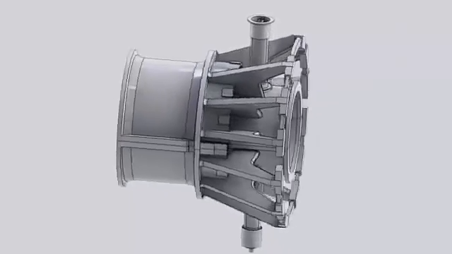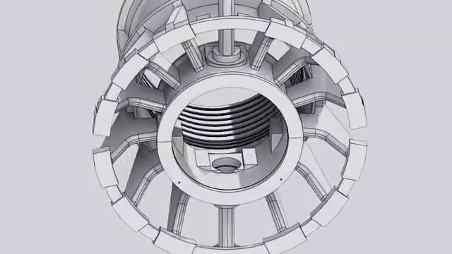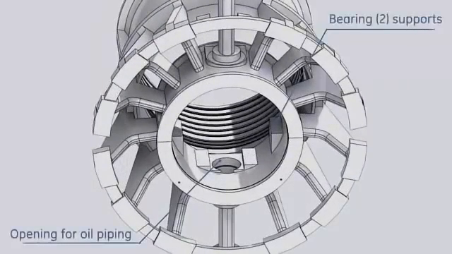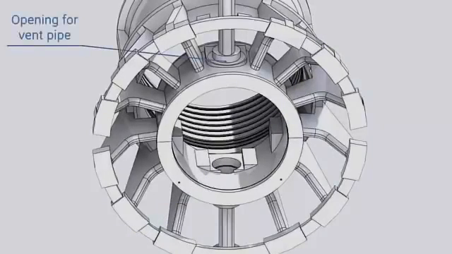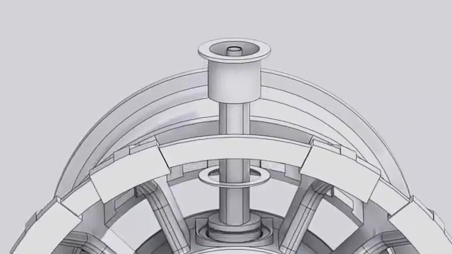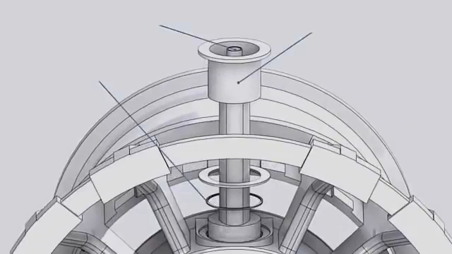The lower half of the inner cylinder supports the bearing number 2 and provides the opening for the lube oil supply and drain piping. The upper half of the inner cylinder has an opening for the vent pipe. Seals are installed at these openings to prevent compressed air from escaping inside the inner cylinder.